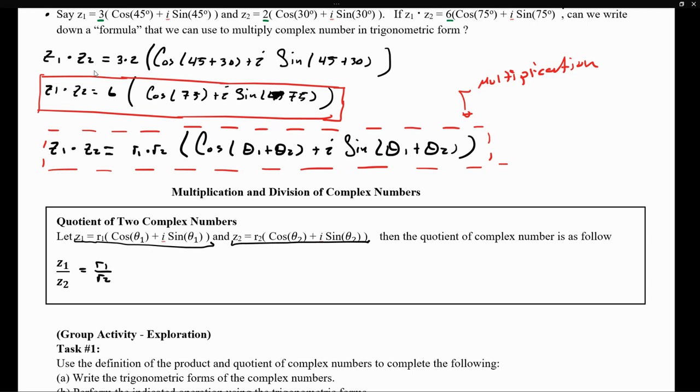So if I'm going to be dividing complex numbers, I need to divide their values of r. And when I was multiplying them, I was adding their degrees. But now, when we are dividing complex numbers, we are going to be subtracting the arguments.